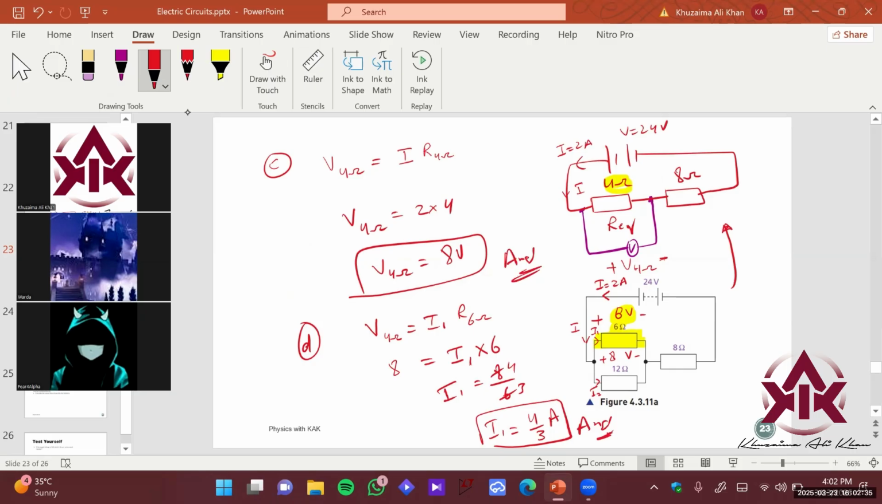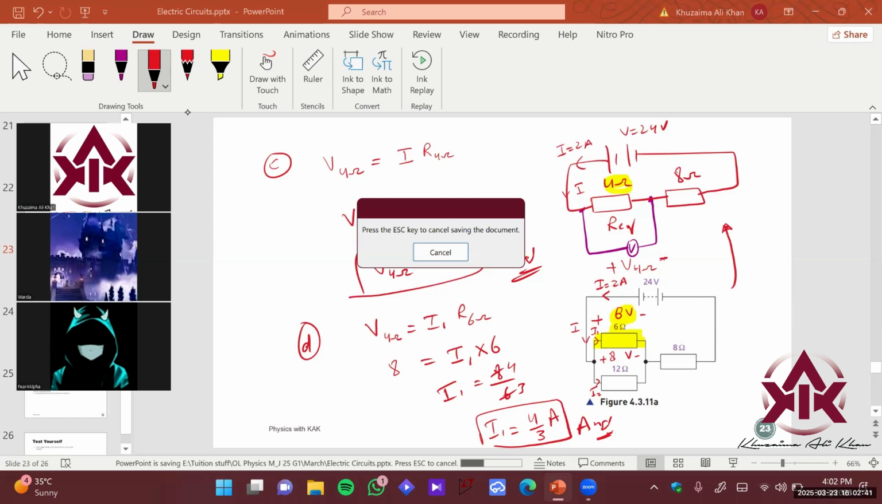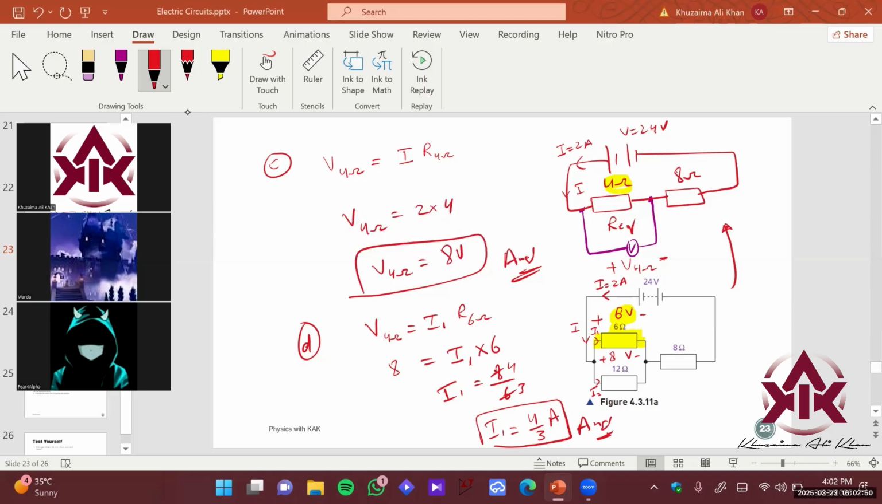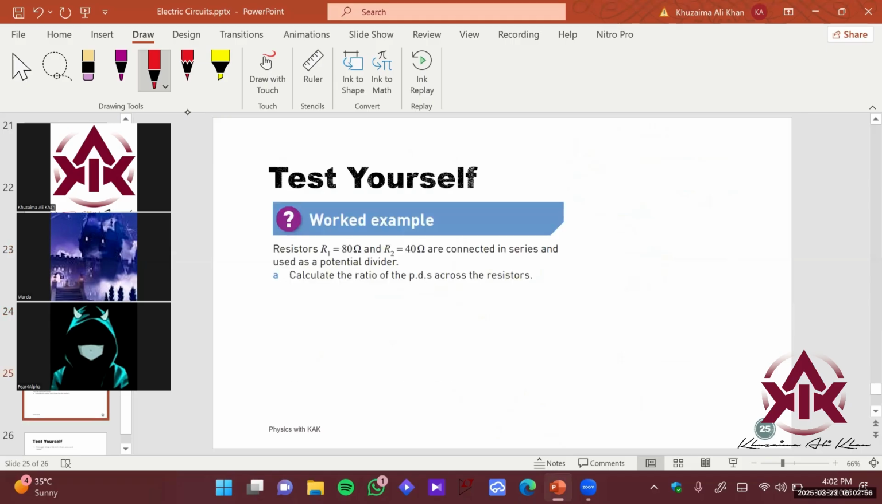So if it makes sense, how do you solve this question? This is a typical exam type question, right? You tested all of your concepts here. If it makes sense, give me a thumbs up. Okay, it made sense to Hamza. Zabardast. What about Varda? Okay, good.